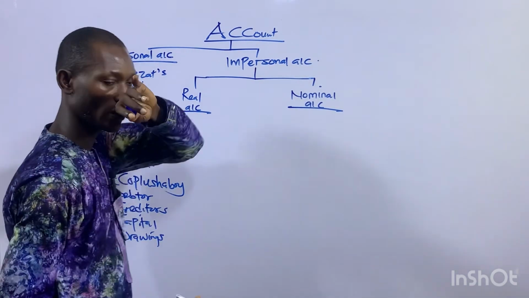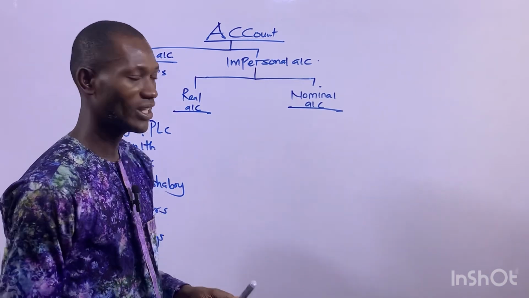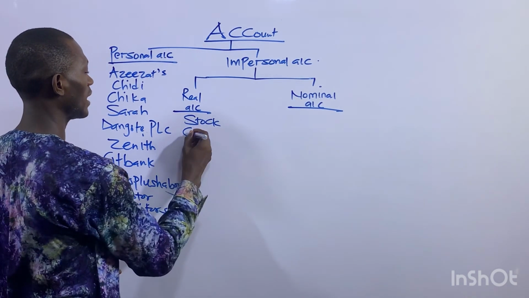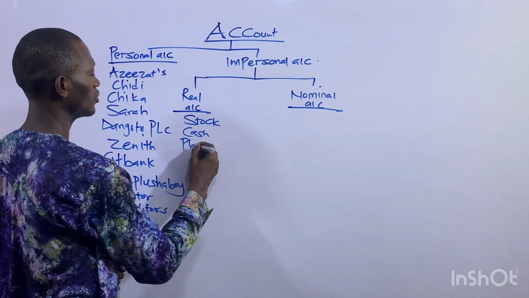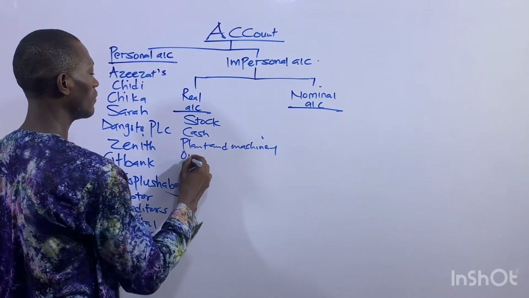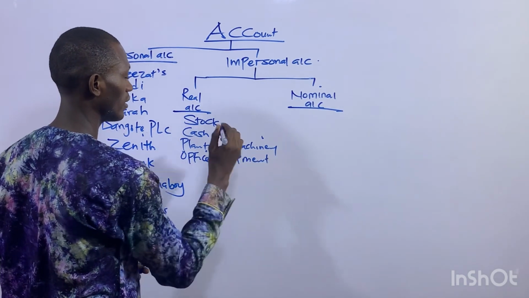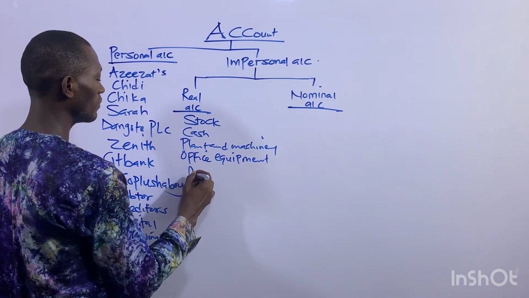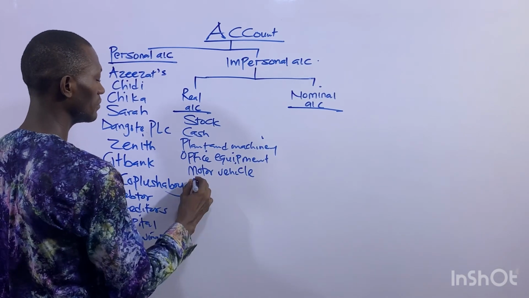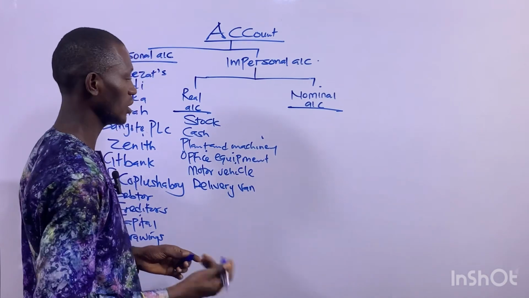So real accounts now, we say real accounts are accounts of tangible nature, accounts that can be seen and touched. Examples include stock, cash, plant and machinery accounts. We could have office equipment. You can touch office equipment. All these are tangible. We have motor vehicle. We could have delivery van, like your long vehicle, your lorry, and all that.